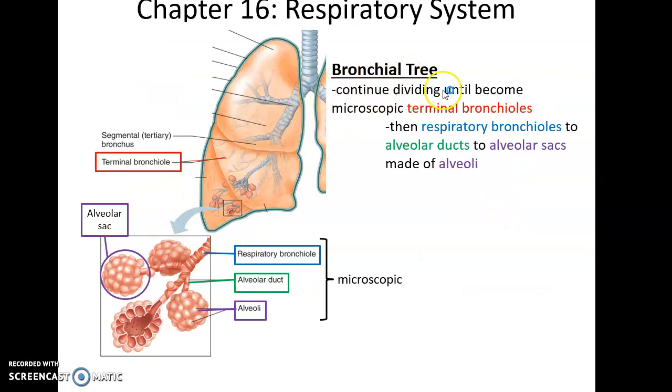The segmental bronchi split many times until they become the microscopic bronchioles, eventually leading to the terminal bronchioles. The terminal bronchioles are the last structures that only carry air. They then turn into the respiratory bronchioles that lead to the alveolar ducts that lead to the alveoli. The respiratory bronchioles, alveolar ducts, and alveolar sacs composed of alveoli, all those structures are able to allow for gas exchange. So terminal bronchioles are the last structures that only carry air. After that, you get gas exchange.